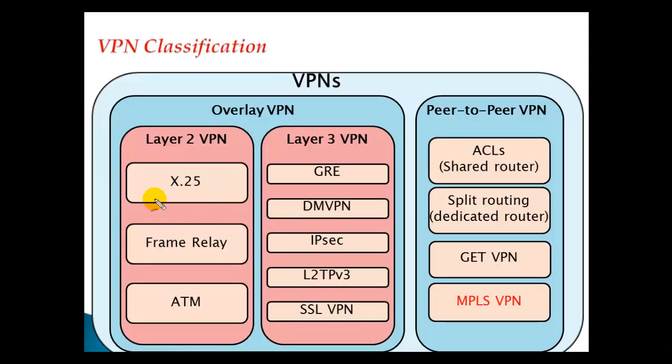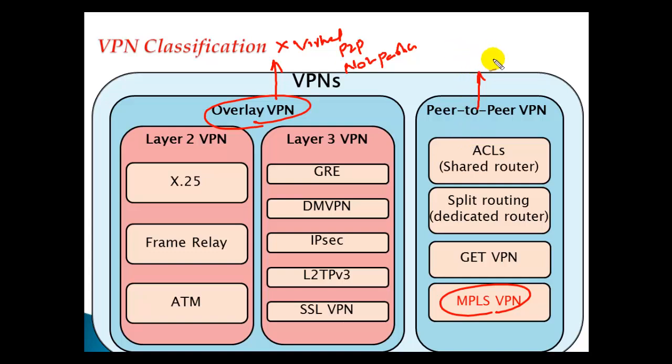So the VPN classification: we have two kinds of models. The overlay model, where the service provider is not responsible for sharing any routes from the customer. It just provides a virtual point-to-point connection, that's it. It will not participate in any of the customer routing information. Whereas in the P2P model, which MPLS comes under, the service provider is responsible for taking the routes from the customer and sending them to the other provider edge router and then back to the customer.